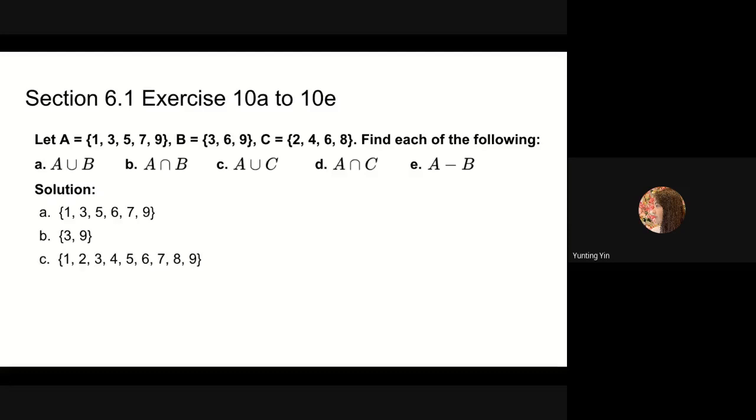The same goes for part C and part D. Note that for part D, set A and set C have no common elements, so their intersection is the empty set. For part E, we find the difference of set A minus set B, that is the elements in set A but not in set B, which are 1, 5, and 7. Any questions?